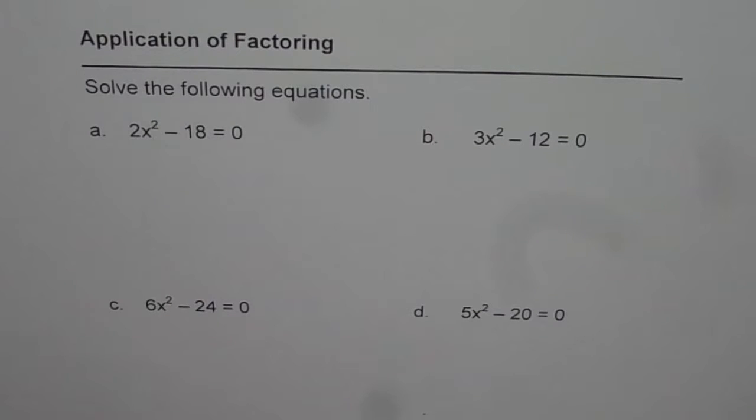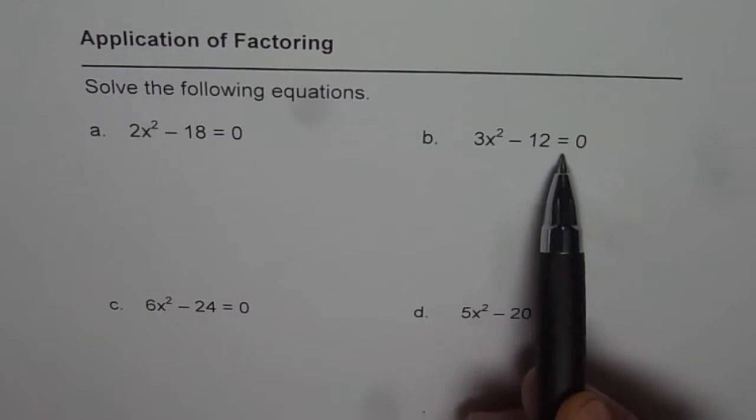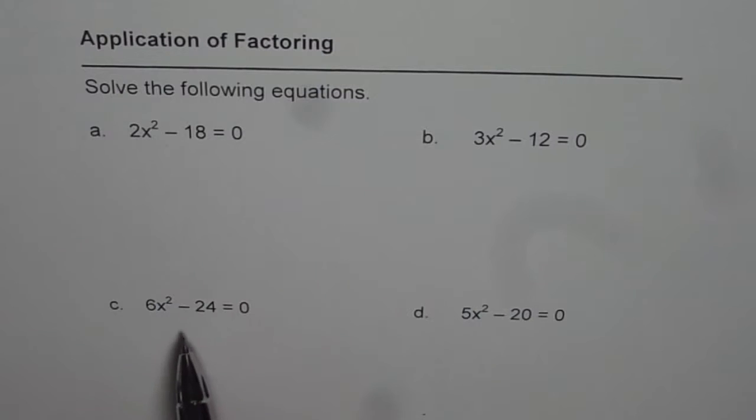I'd like you to pause the video, copy these questions, try them on your own, and then look into my suggestion. The questions are 2x squared minus 18 equals 0, 3x squared minus 12 equals 0, 6x squared minus 24 equals 0, and 5x squared minus 20 equals 0. Now let's solve them one by one.